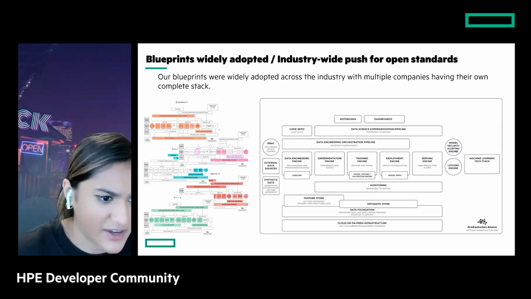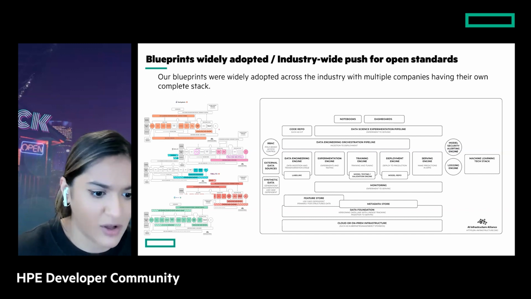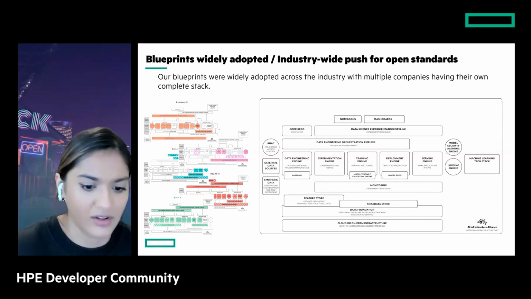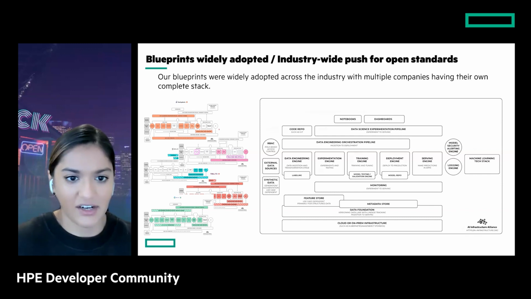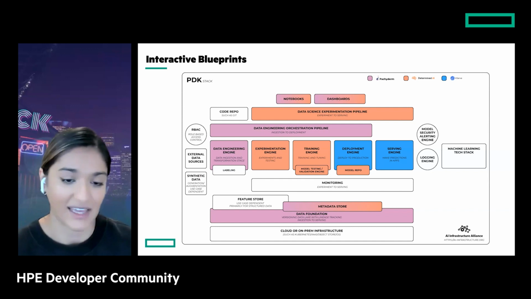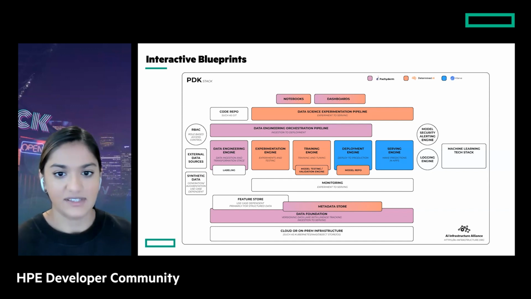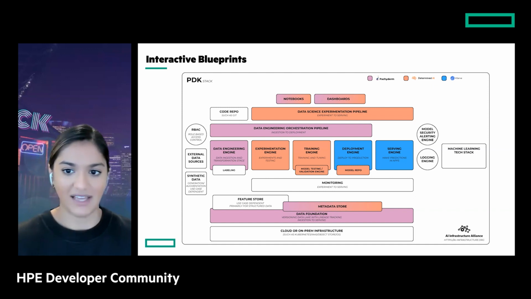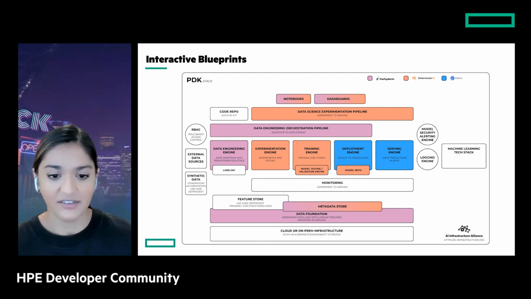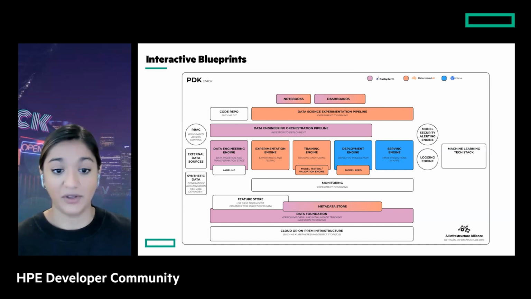On the left side, I don't know if you can see this, it might be a little too small. We have Pachyderm, Seldon, ClearML, but here's a zoomed in version of the PDK stack, like I was talking about earlier. So you can see exactly what Pachyderm does, exactly what Determined AI does, exactly how it integrates with KServe. And this just makes it easier for you to build your stack.